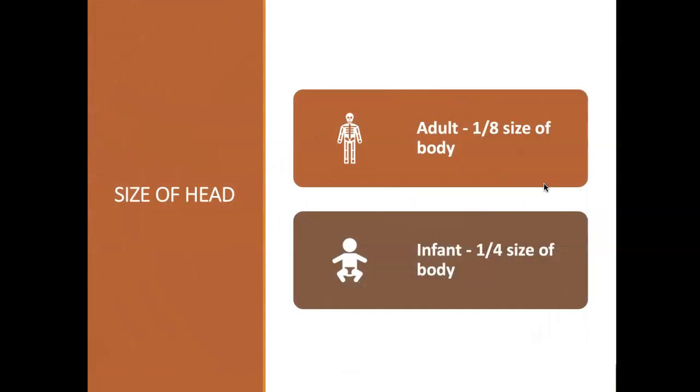For a normal adult, the head is 1/8 the size of the body. Again, 1/8 the size of the body. For an infant, it's about 1/4 of the size of the body. And as infants grow up through toddler and on up, it becomes more proportionate to the adult size.